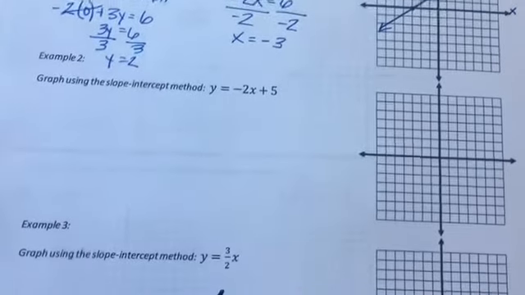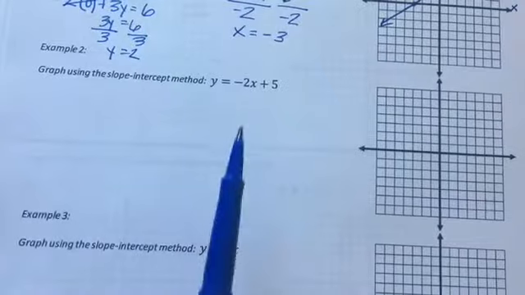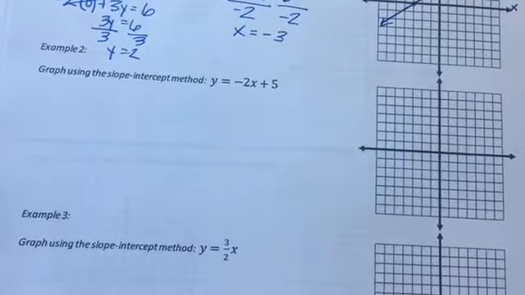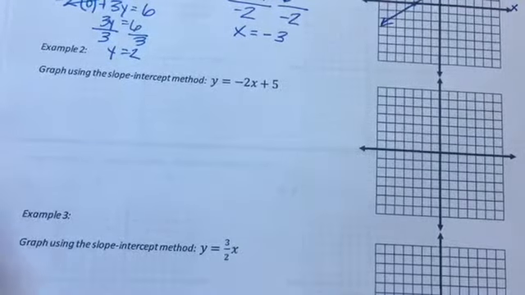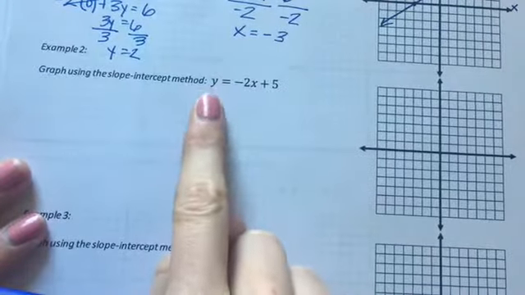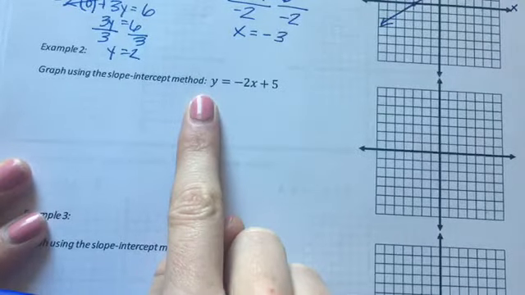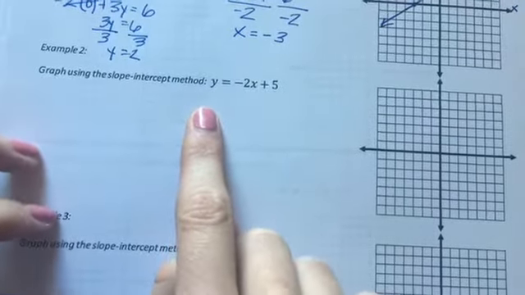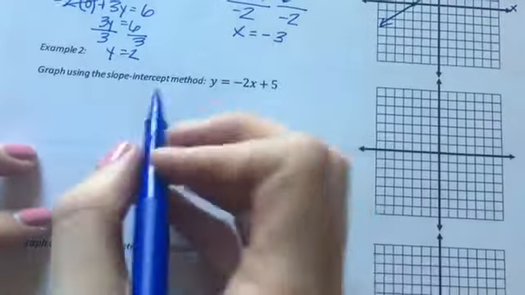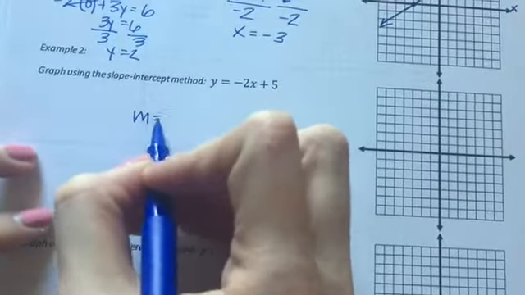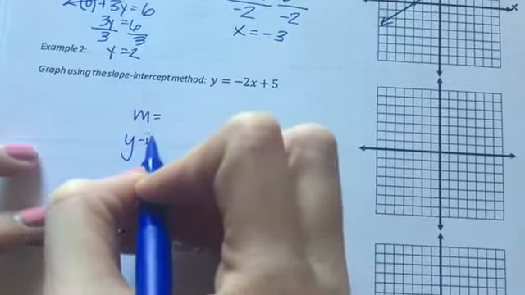All right, moving to example 2. Now we're going to graph this using the slope-intercept method. Remember, the first step in the slope-intercept method is to make sure that y is by itself. From here, we are now going to identify our slope, and remember we can use m for slope, and we're going to identify our y-intercept.